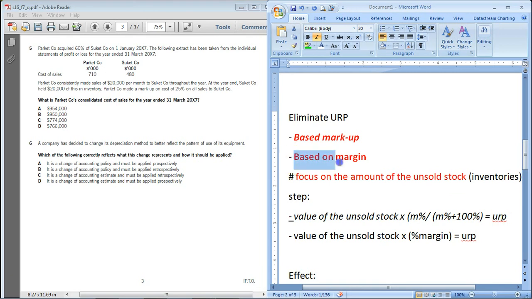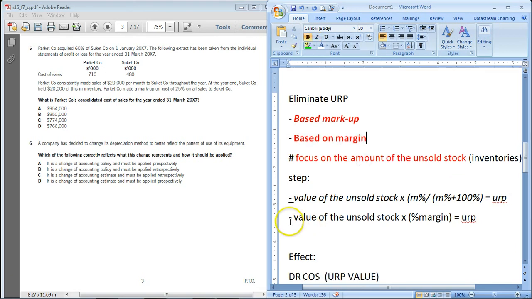If the question says based on margin, it means the value of the unsold stocks will be multiplied by the percentage of the margin. You get the URP as well. Alright, so what is the effect?